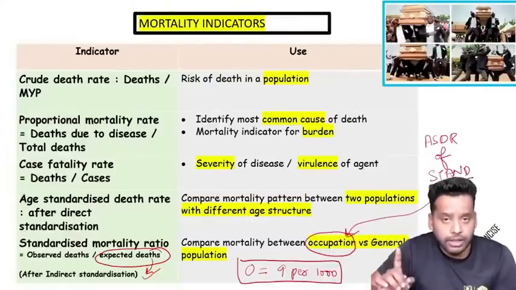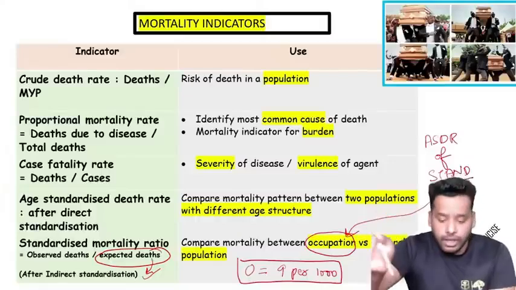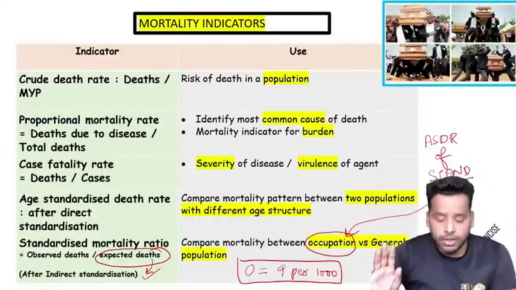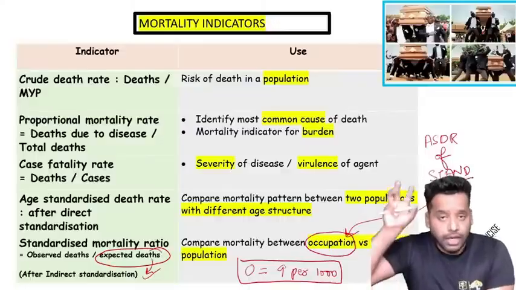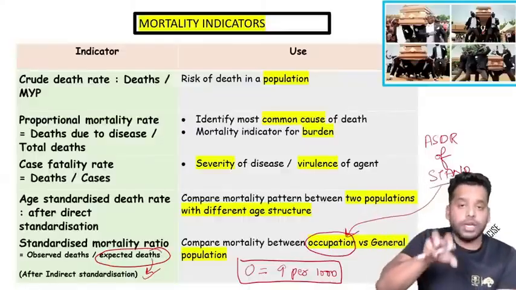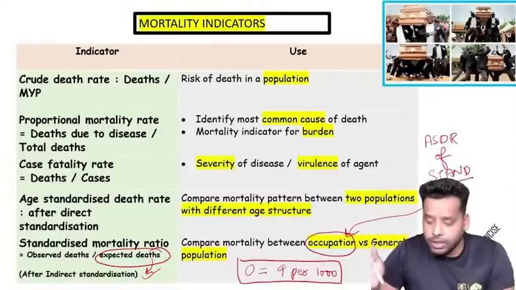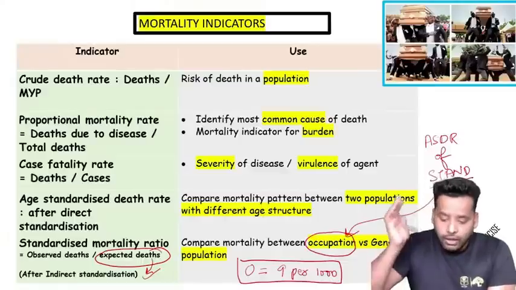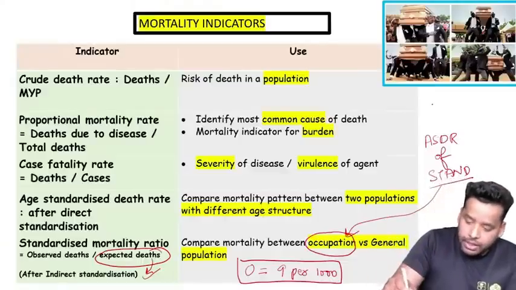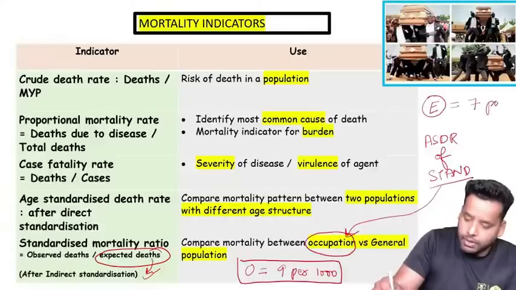Each specific death rate of the standard population is applied on the study population. This is completely the opposite of direct standardization. The study population is coal miners, coal workers. Yes, good. We get expected deaths after indirect standardization. Expected deaths, for example, I'm telling 7 per thousand.